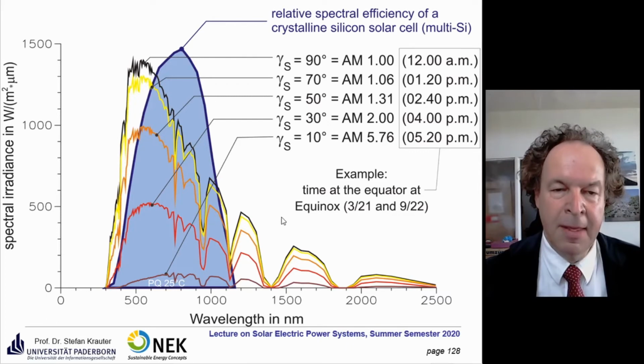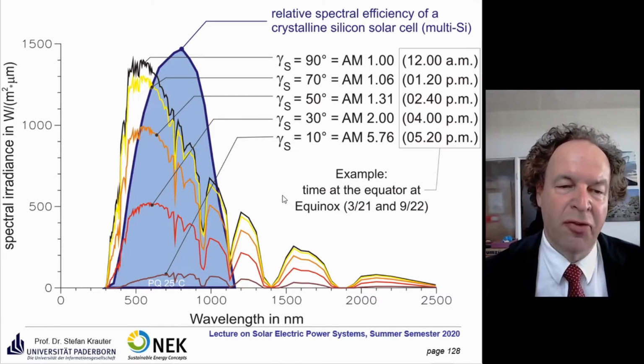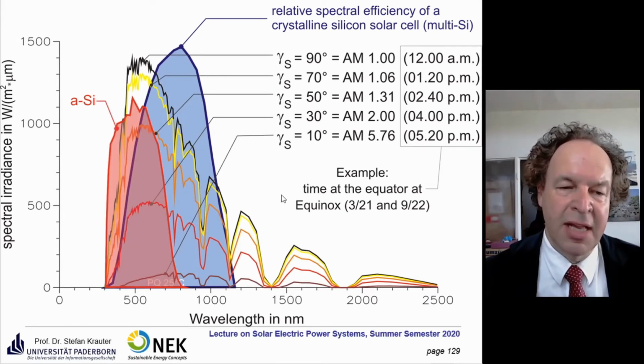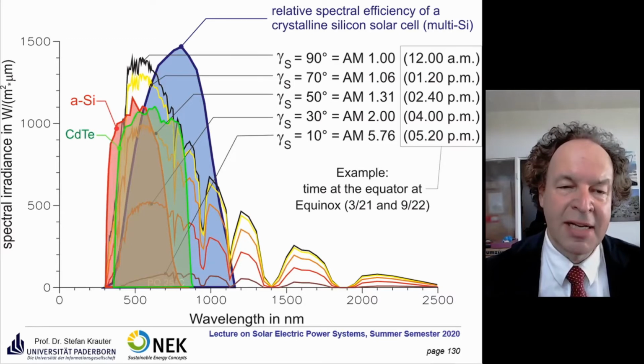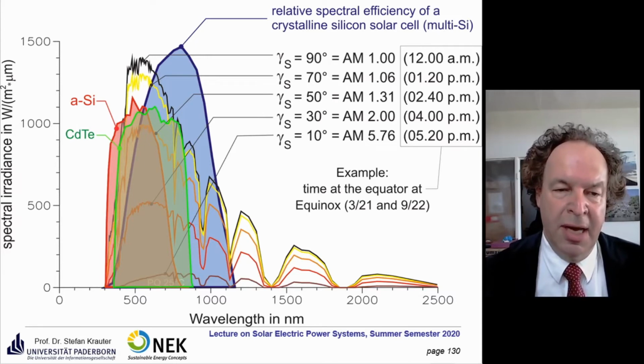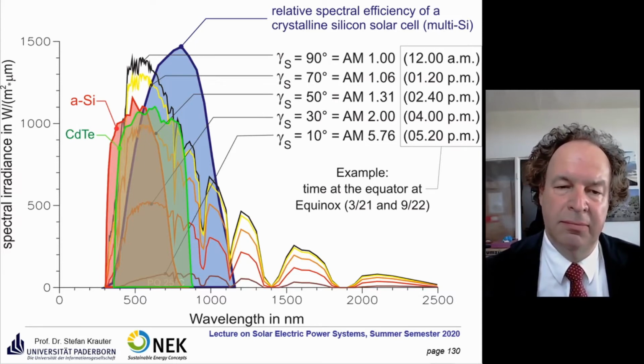If we take other technologies into consideration, for example the amorphous silicon solar cell, you see that it is more sensitive in the blue part of the spectrum and is more adequate to high elevation angles of the sun, while it's not sensitive at all in the red and infrared part of the spectrum. Here we have the spectral efficiency of a thin film technology called cadmium telluride, which is in about 350 to 900 nanometers with the best conversion efficiency.